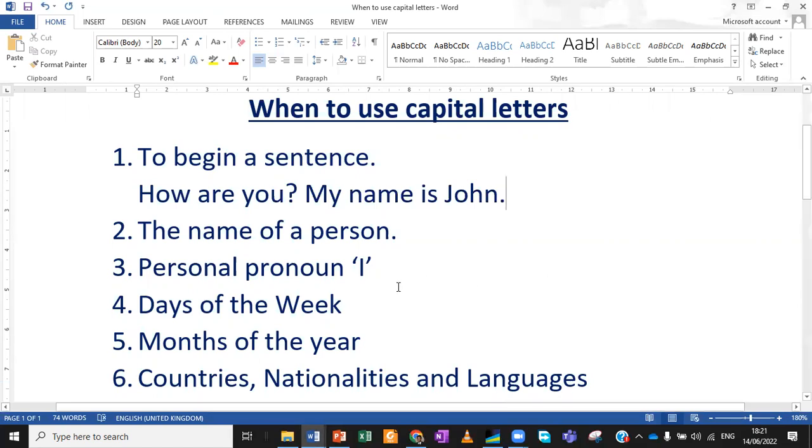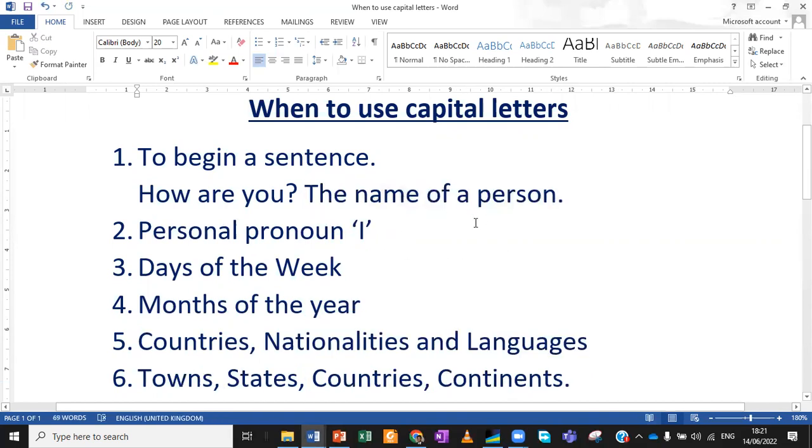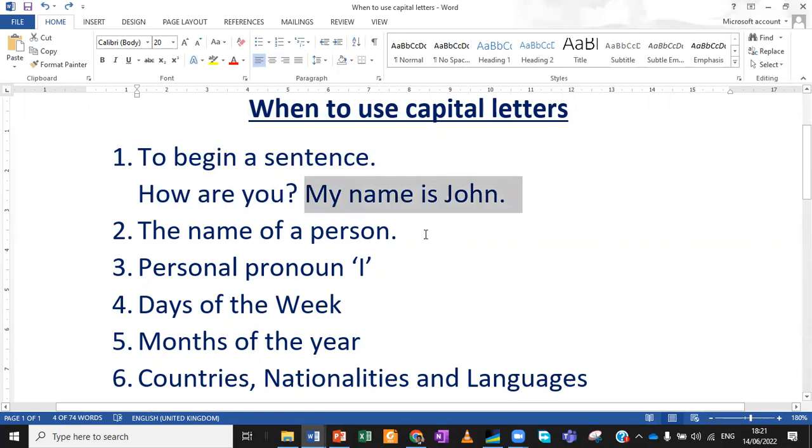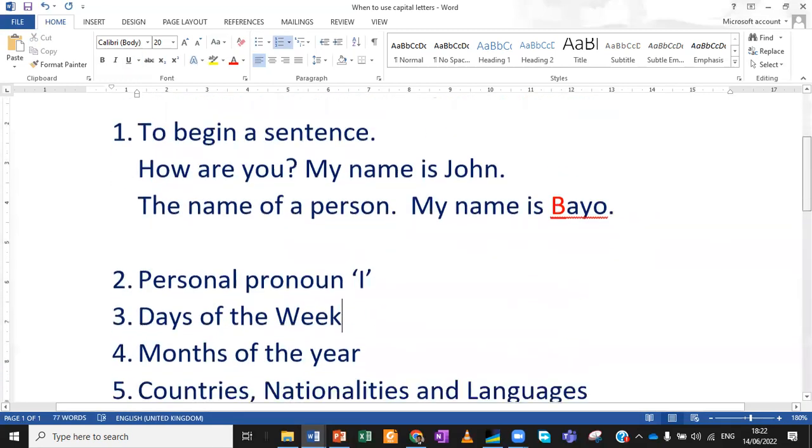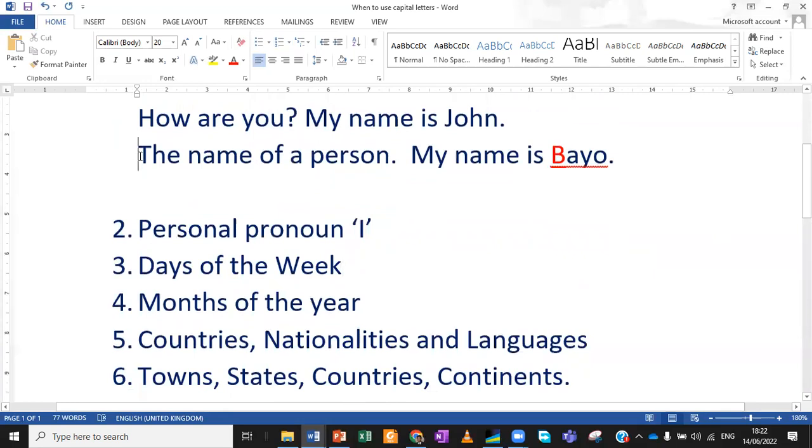You can also use a capital letter when you are referring to the name of a person. So copy this. This is the name of the person. Let me just say my name is Bayo. It's showing red because Bayo is not an English name. So when you write the name of a person, you must begin with a capital letter. Of course, that one is obvious. Then number, sorry, this should be number 2. It's okay, let me make it good.